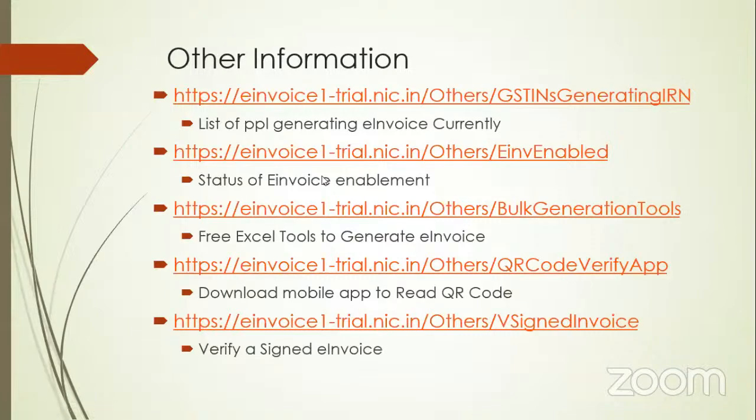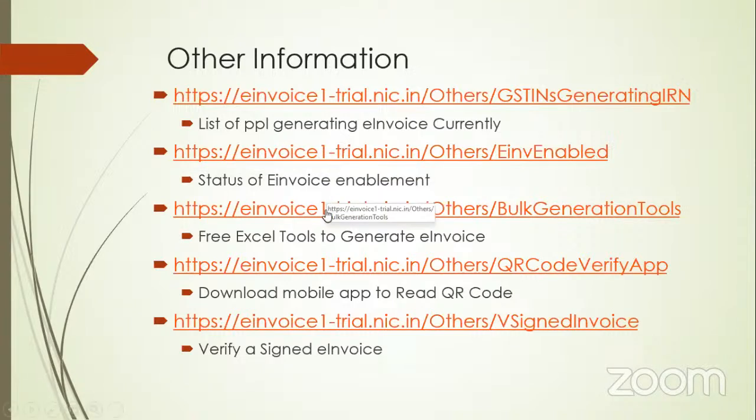There are some other tools and information that are provided by the government as well. If you want to see the list of people generating e-invoice currently, say you have a supplier who has given you an invoice which is not an e-invoice, you can check if that person is actually generating e-invoice. If he has not given you an e-invoice, you can ask him to give it to you, because otherwise that invoice is not valid. You can also check your own status of enablement.